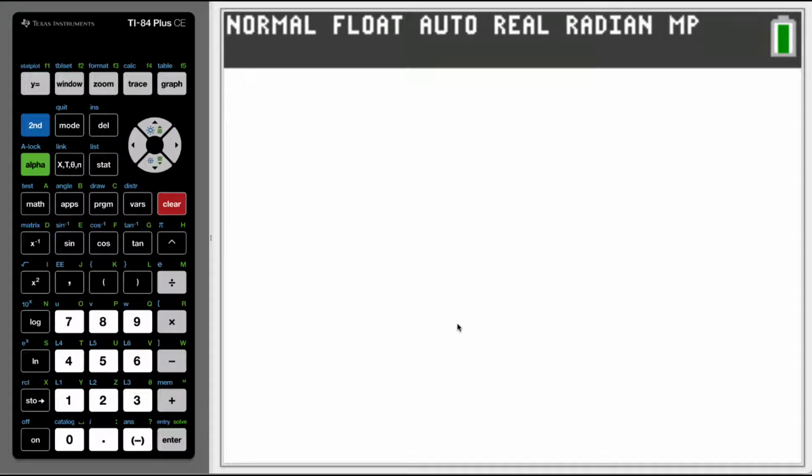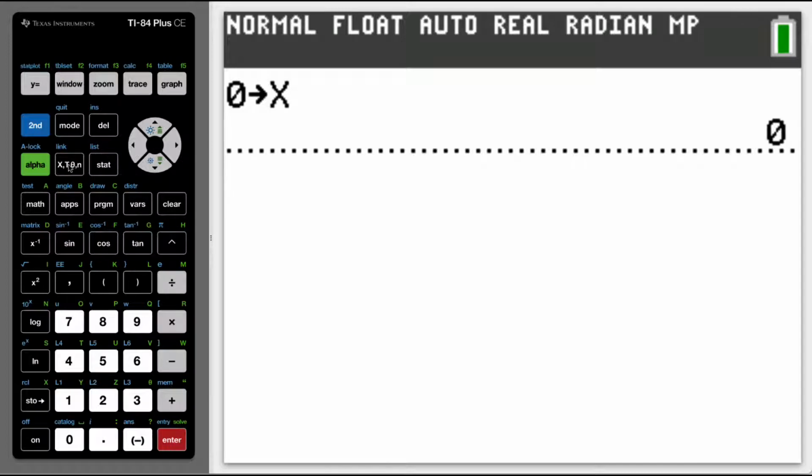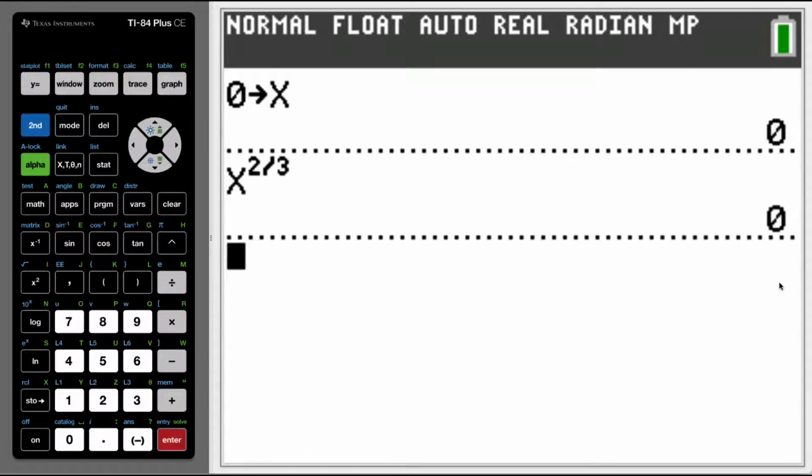So we're going to be plugging in those x values that we were just looking at into our original function. So I'm going to take 0 and store it as my x value. And then the function we were dealing with was x to the 2/3 power. So plugging in 0 there, we get 0 as our answer.